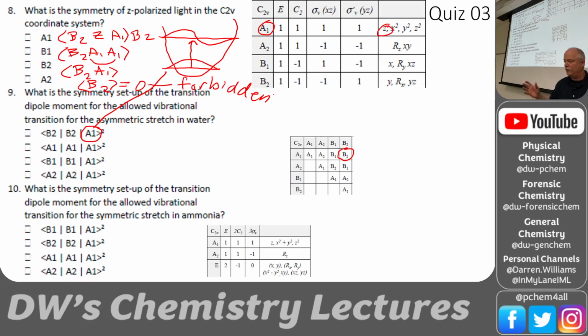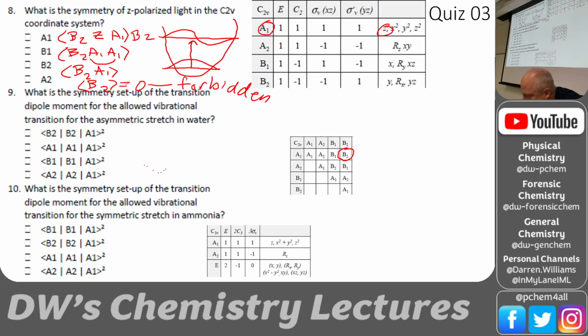Now, what I didn't tell you is looking at all of vibrational spectroscopy, the ground state has that symmetric Gaussian shape around 0, and so it's even. So it's always A1 for the ground state for vibrational motion. It was in one of the lectures. Now what I'm doing is I'm answering kind of a different question. 9 is asking what's the setup for the allowed transition, if there is one. And so we could look at that and say, well, if I've got Z polarized, let's see, what's the symmetry setup of the transition dipole moment for the allowed vibrational transition for asymmetric stretch in water?